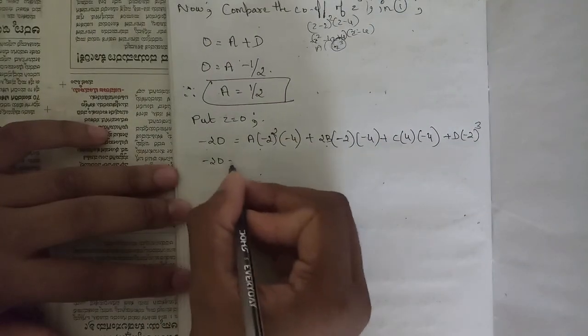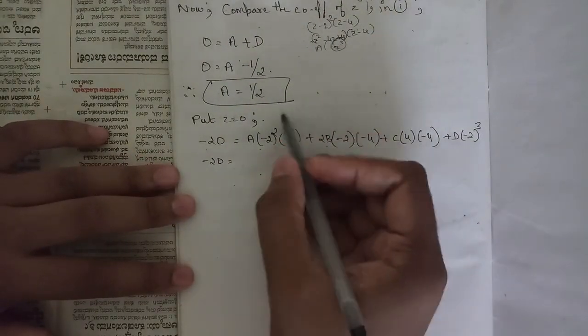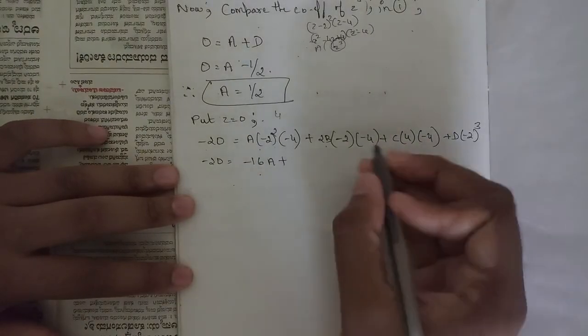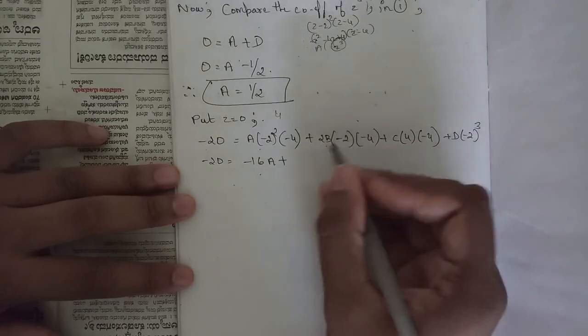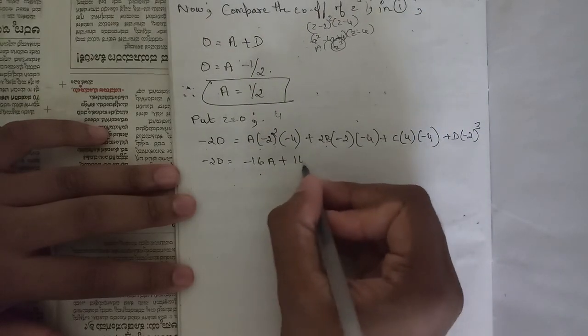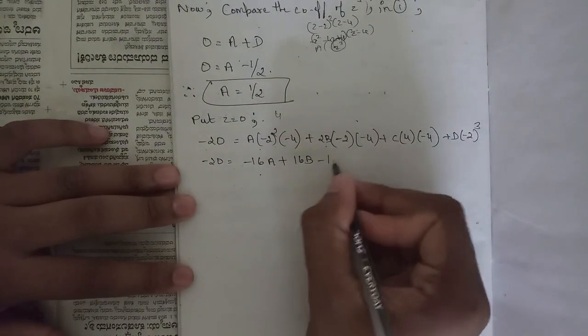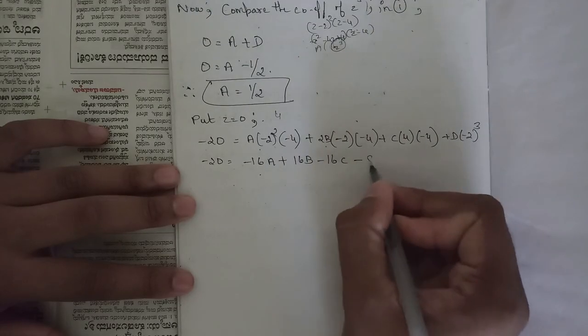So now let's solve this. Simple maths, we need to simplify it. Minus 2 whole square is plus 4. 4 into minus 4 is minus 16A, plus minus 2 into minus 4 is 8, 8 into 2 is 16, so 16B. Then 4 into minus 4 is minus 16C, and minus 2 cube is minus 8D.